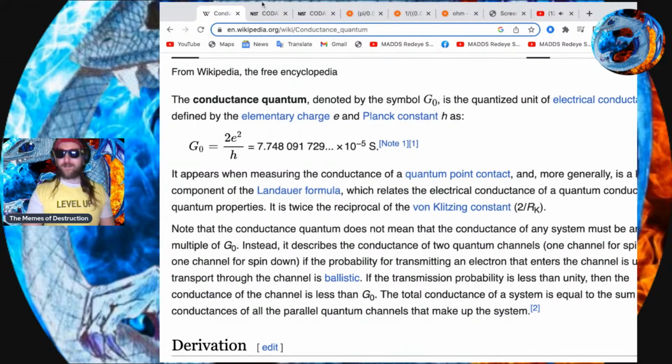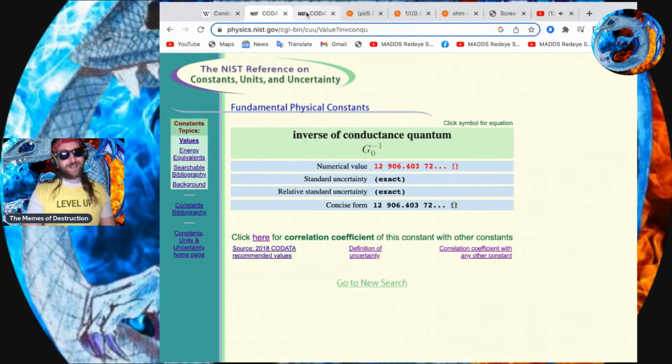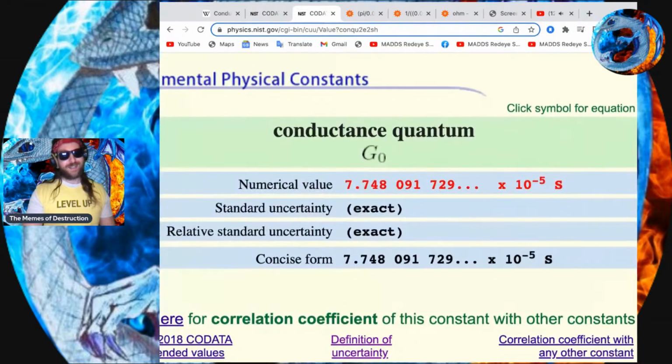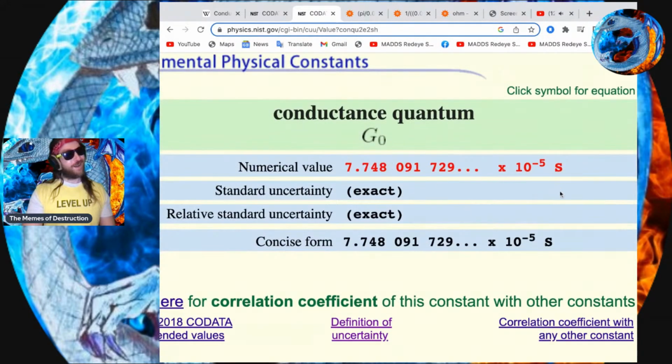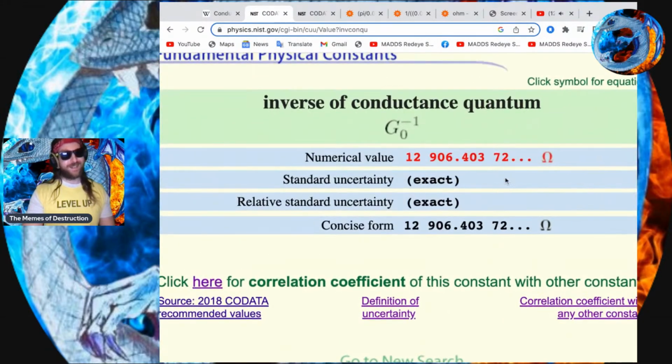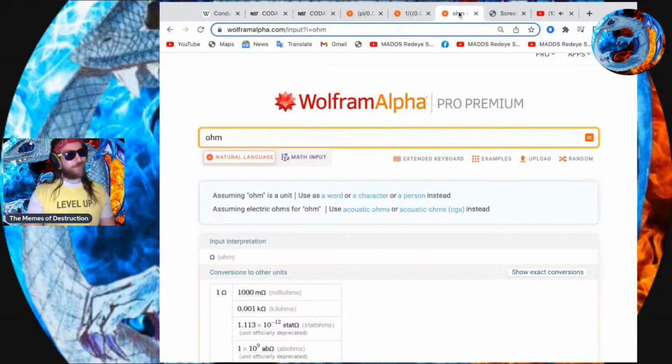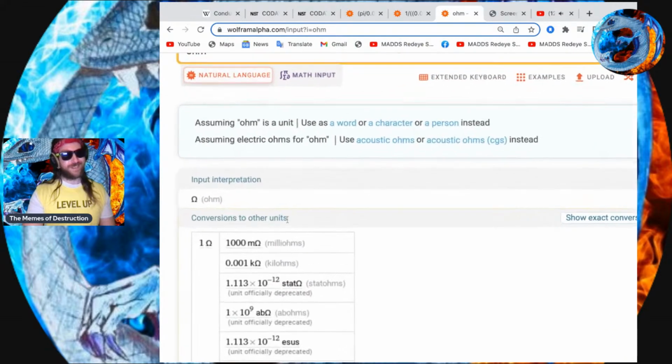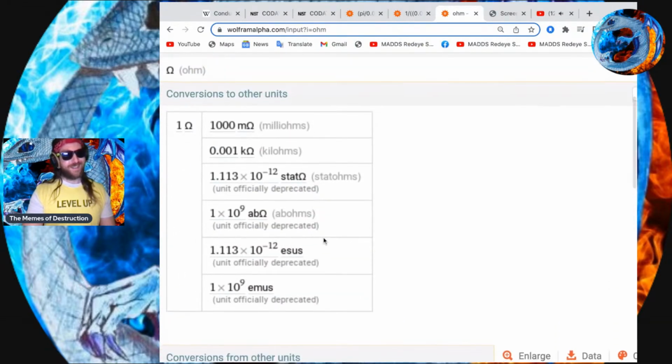Groovy. Okay. So we were just talking before about the conductance quantum. G0, I literally just noticed this, is in S. It's Siemens. The inverse conductance quantum, or inverse of the conductance quantum, has that crazy omega thingy right there. That's Ohms. We go to our friend Wolfram Alpha. An Ohm. Okay, we got that. It's equal to all those things.